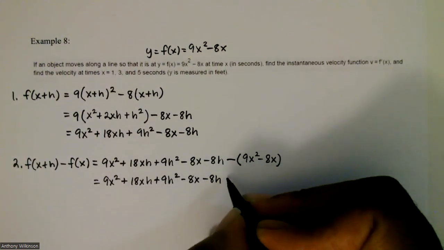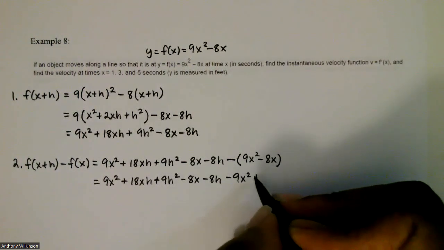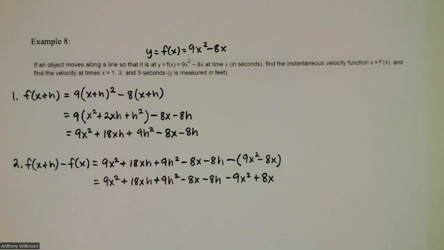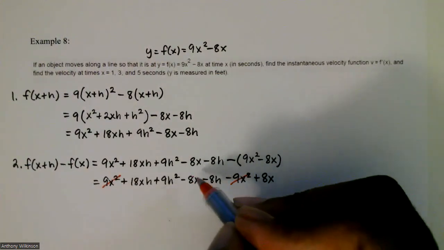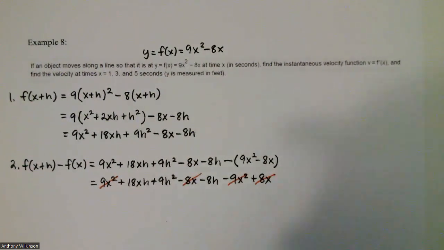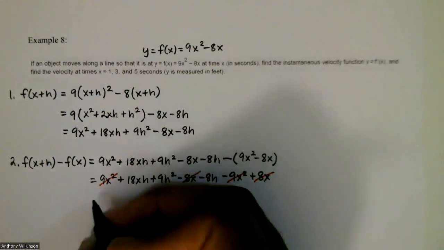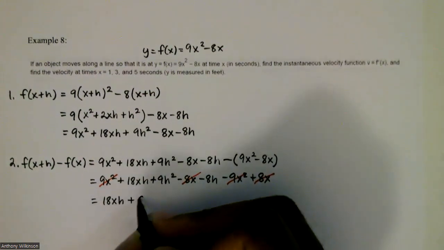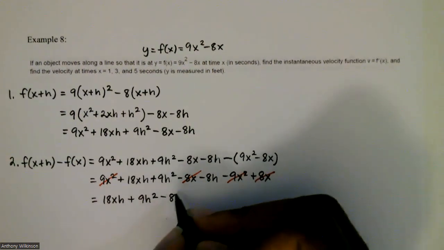So that minus sign makes the 9x squared into minus 9x squared. The minus sign makes the minus 8x into plus 8x. And then we get rid of the 9x squared and the 8x. I'll be left with just the terms that only have an h in them. So in this case, we have 18xh plus 9h squared minus 8h.